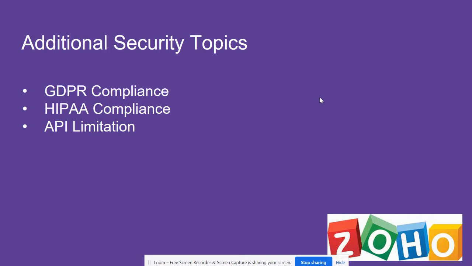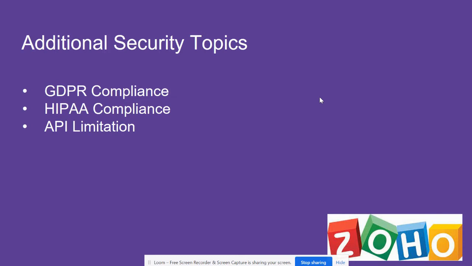So when we talk about security, based on which region you are, which area you are, it's very important that you understand the security limitations from the government, from the local bodies, and from your county or your region, whatever it is. They have specific security compliance or data compliance that you have to comply with. At the moment, Zoho does offer GDPR compliance and HIPAA compliance.